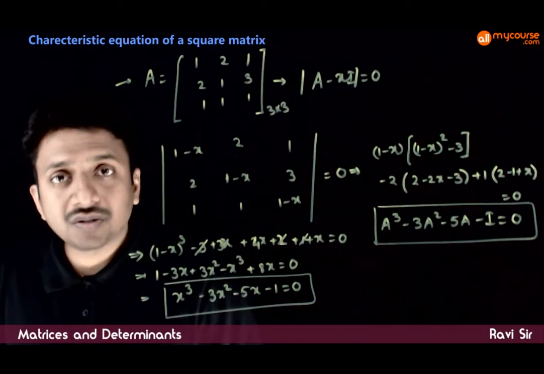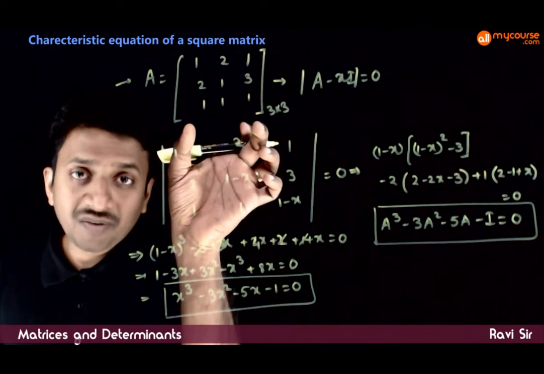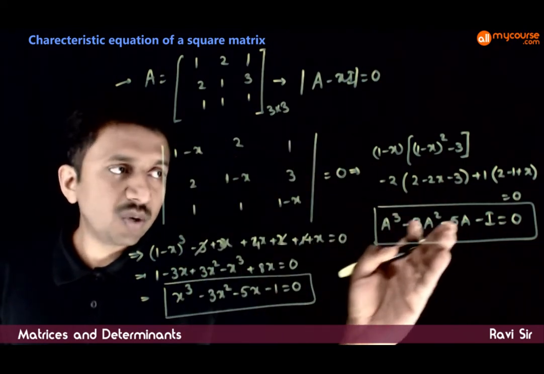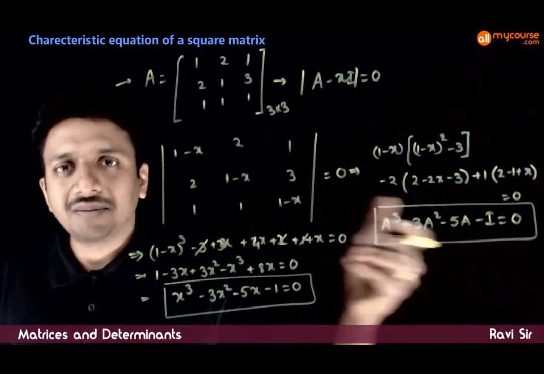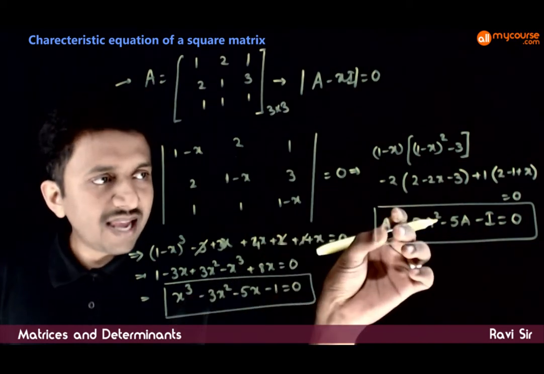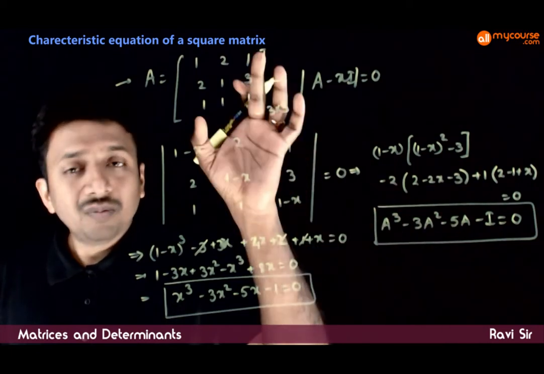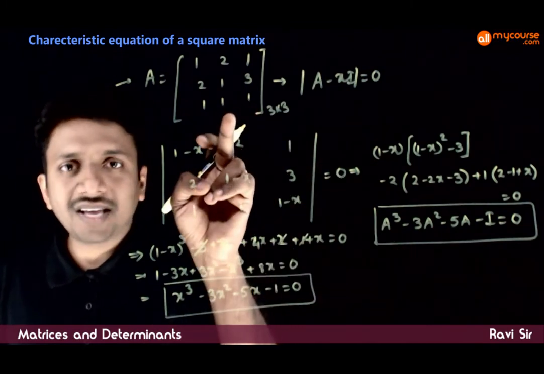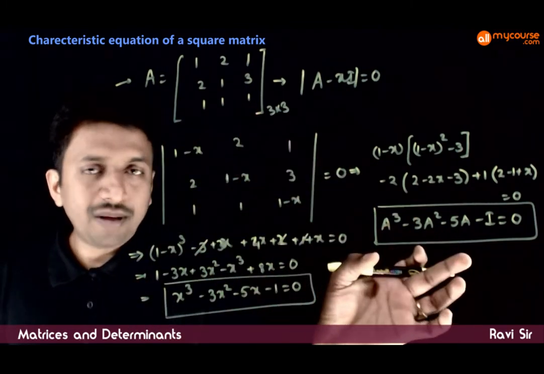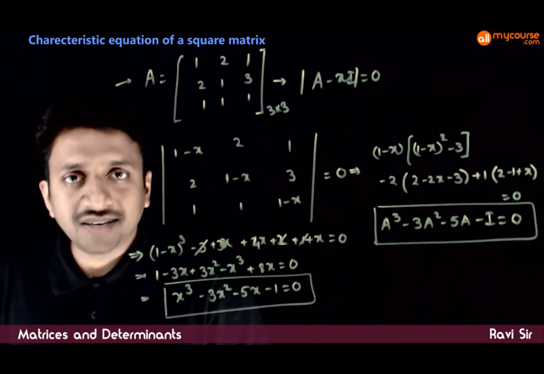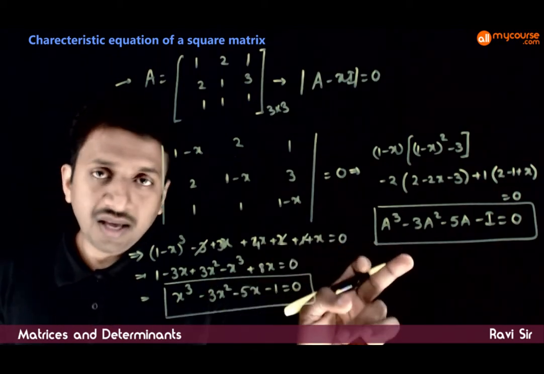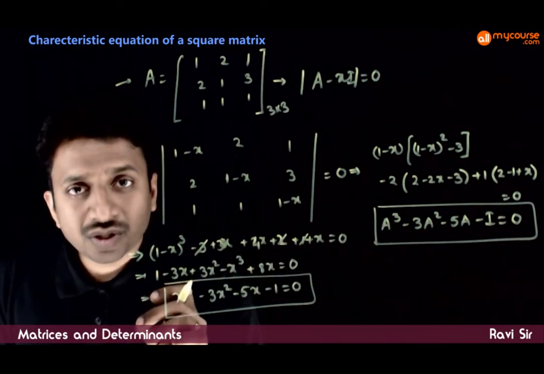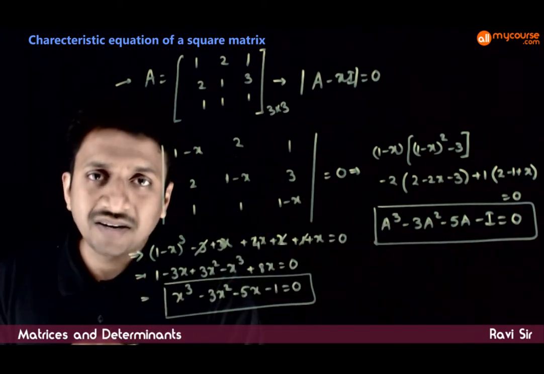Sometimes in questions you'll be given a matrix and asked something like this: A cube minus 3A square minus I equals how many times A? So instead of calculating the matrices, mostly such questions are based on the characteristic equations. You just need to find the characteristic equation and compare the question with the equation, and you get the answer. Here again, this characteristic equation will be useful to find the inverse of this matrix also.